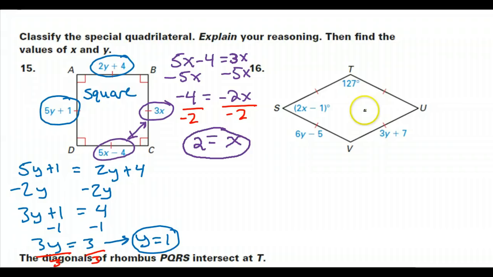Okay, let's see. Number 16. Four congruent sides, that makes this a rhombus. That's the definition of a rhombus. It's not a square, because otherwise that would be 90 degrees. So this is a rhombus, but all the sides are equal, so I can definitely find y by setting these equal to each other. So let's start by doing that.